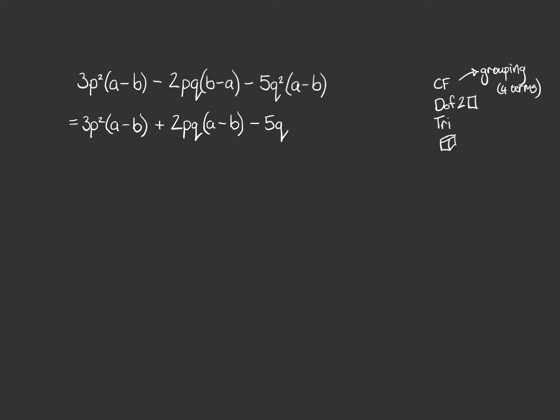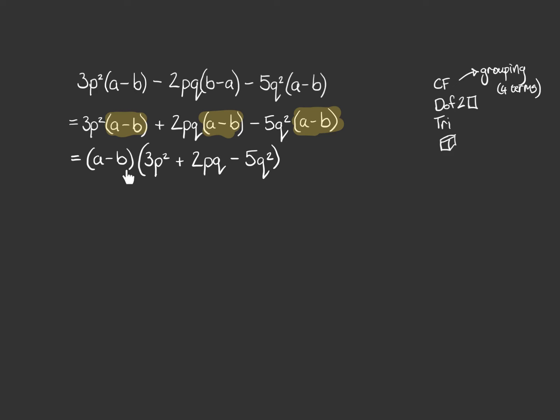And now, while we look at it, we can start seeing a common factor. Once again, highlighters are a very important tool. You should always have one in your pencil case. If we highlight the common factor, it's a lot easier to see what's left behind once we've taken it out. So there we go, and in brackets we've got 3p squared left over, and then we've got 2pq, and we've got minus 5q squared.